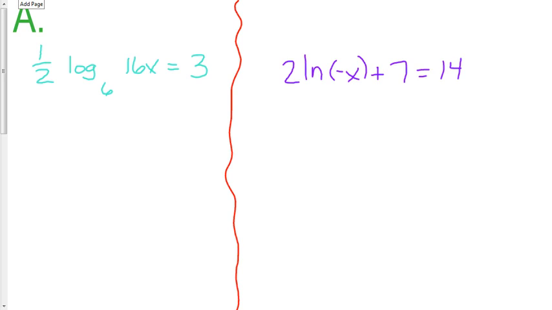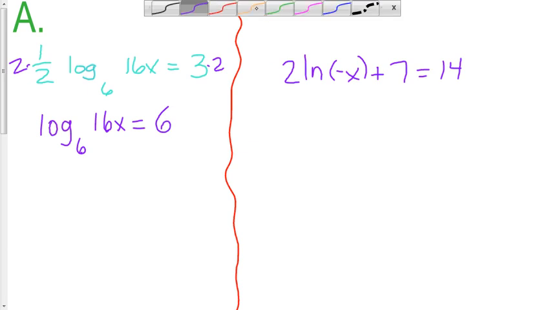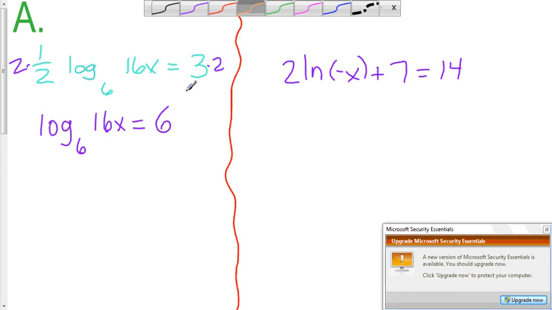Our next example. 1/2 log base 6 of 16x equals 3. You could move this to the exponent and put that all in parentheses to the 1/2 power and then go from there if you would like to, but you can also just multiply both sides by 2 first to get rid of it, and then you would have log base 6 of 16x equals 6. It's not going to make any difference which way you go. One way may be a little easier than the other, so we're going to just continue on in this method because I think this would be the easiest one.